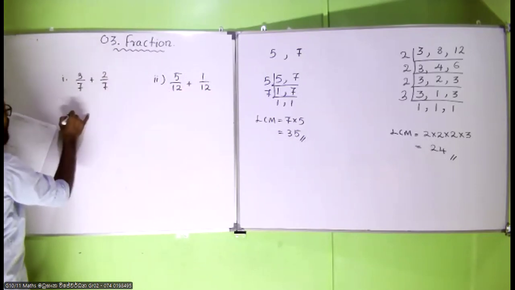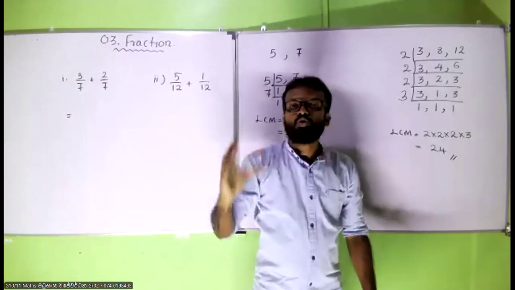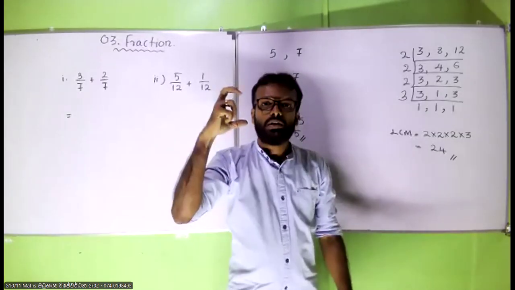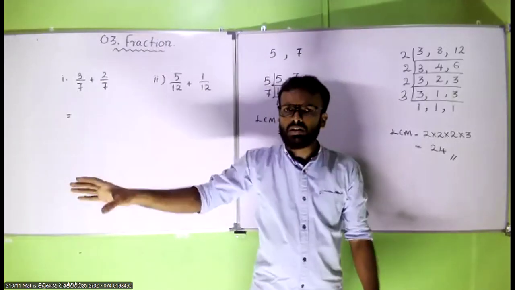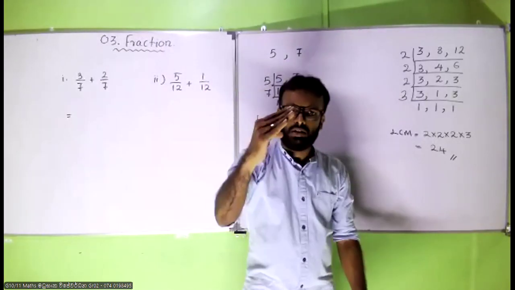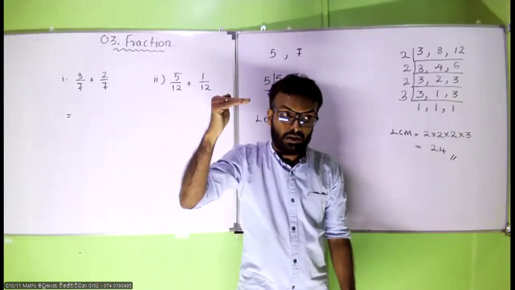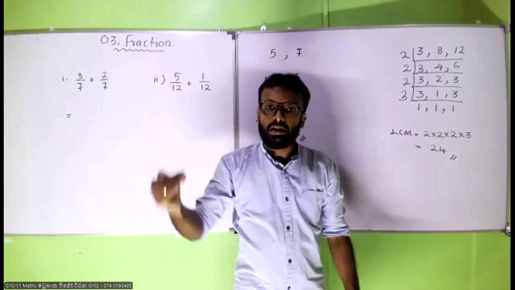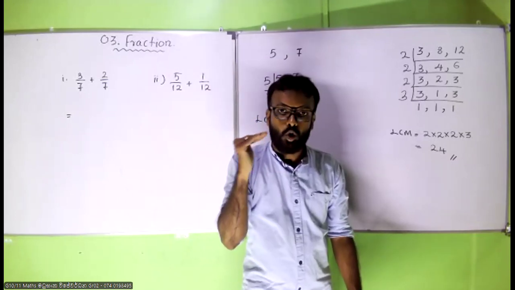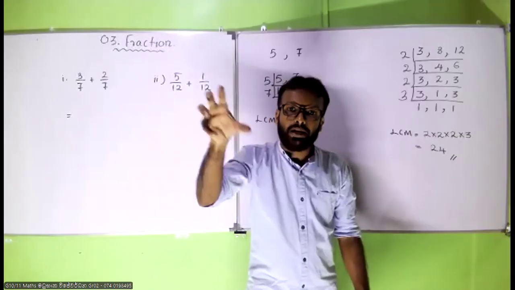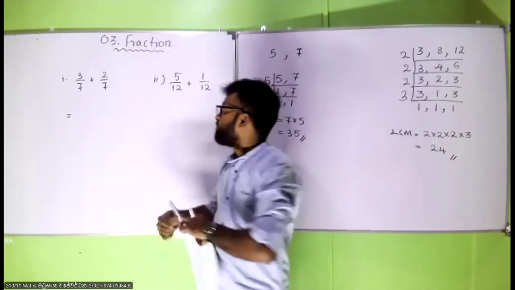So when you are adding or subtracting two fractions together, you need to remember that you need to have equal denominators, whether two or three denominators or whatever. The denominator should be equal. That should be your LCM. That should be your common denominator. LCM becomes the common denominator. So keep that in your mind. The way you are going to obtain that is by finding the LCM.